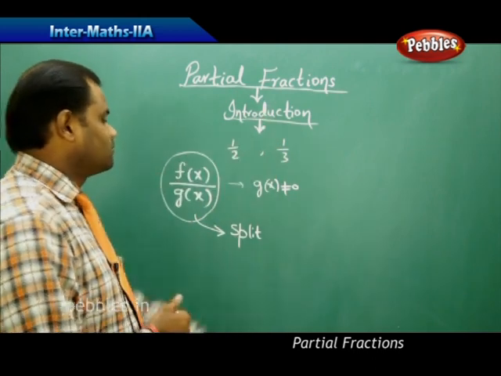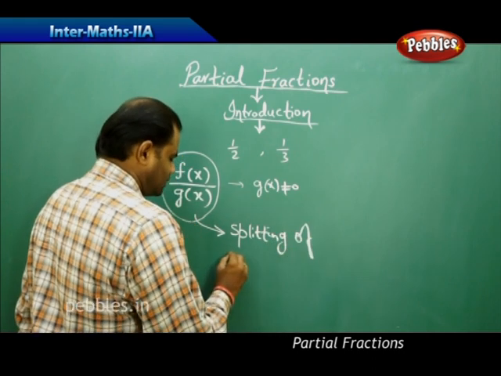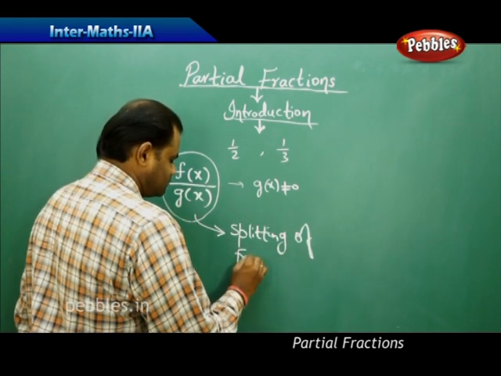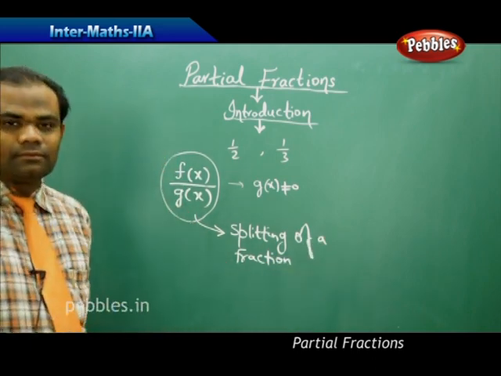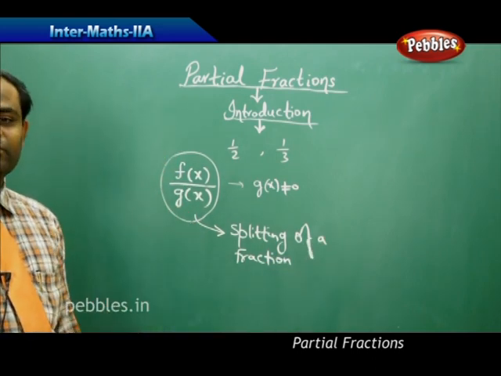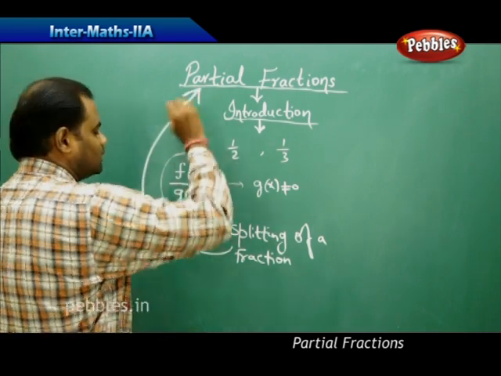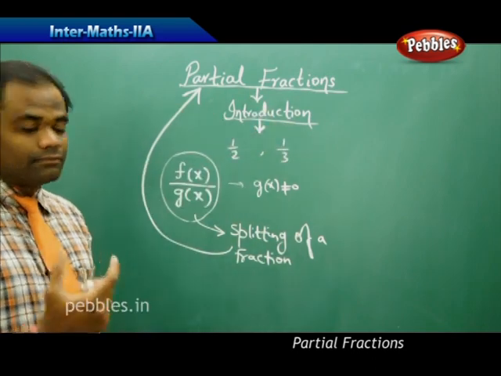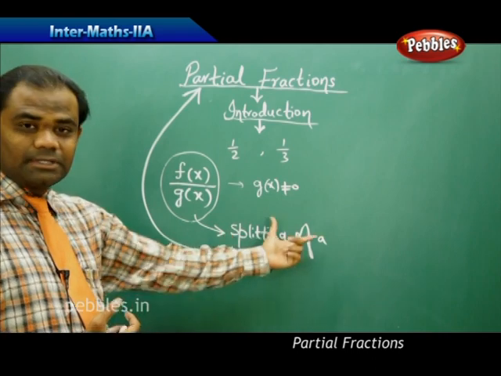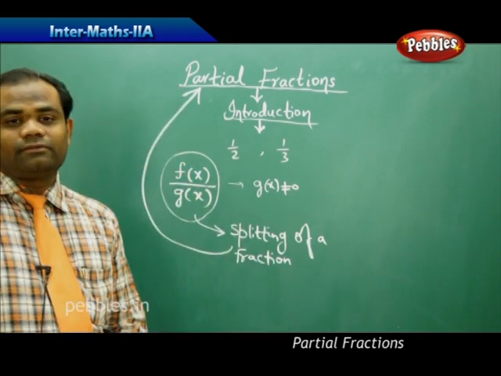So, basically, partial fractions is nothing but splitting of a fraction, which gives us the partial fractions of the given fraction. So we define in general the splitting of a fraction as the partial fraction, that is, the outcome after splitting the fraction is the partial fraction of the given fraction.